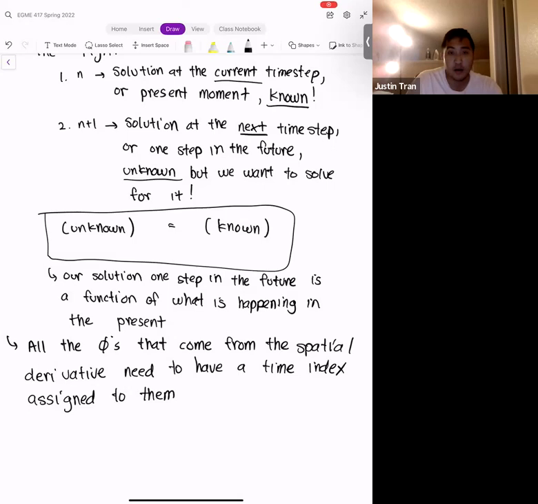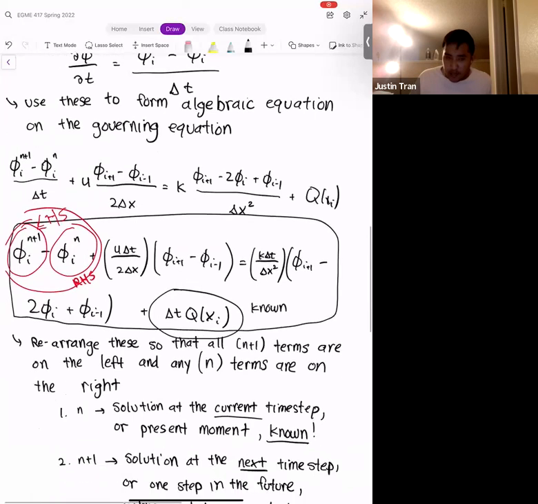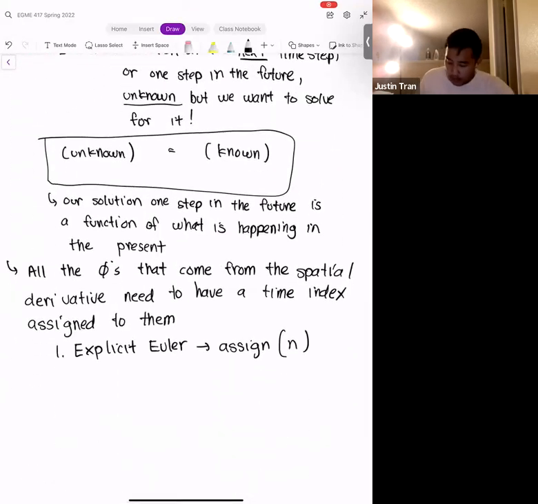Depending on what you assign, you can have one method or the other, and those are the two methods that we know. The first method is explicit Euler. The explicit Euler has a time step of n assigned to it. All the phi terms that don't have a time index, we're going to assign n. What's important about this is that after we assign n, we're going to move them all to the right-hand side of the equation.